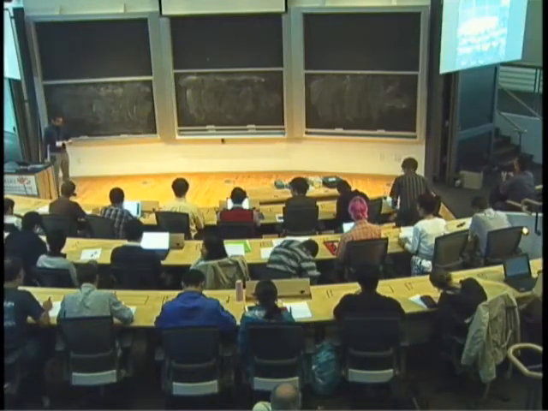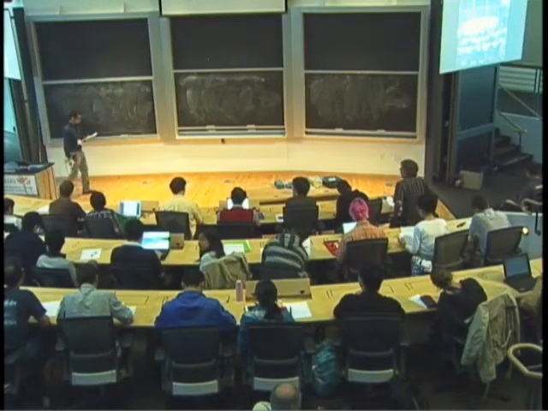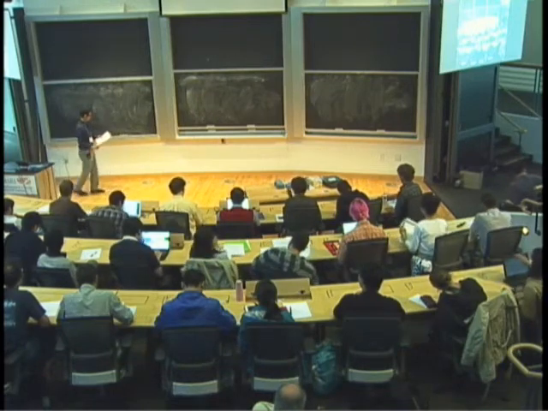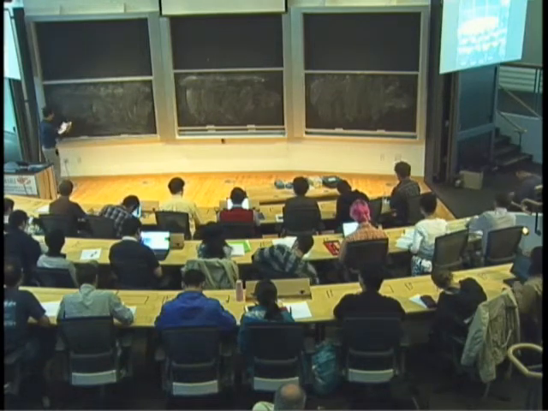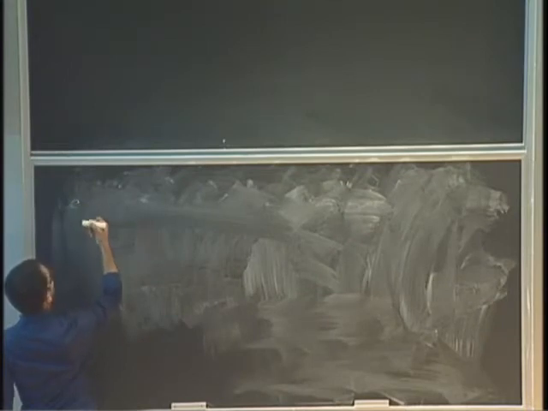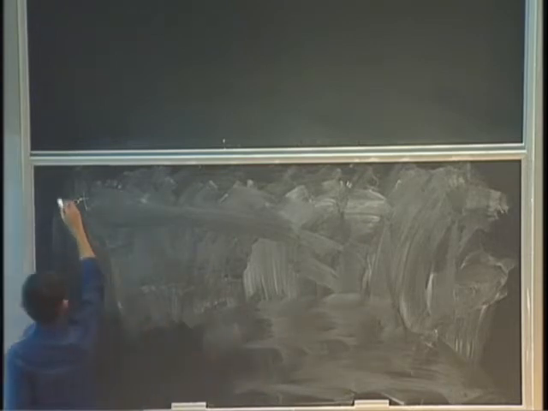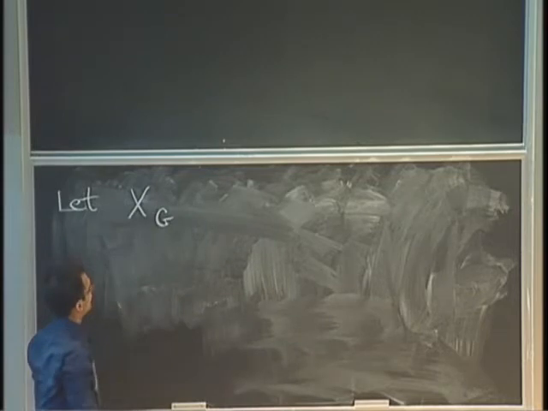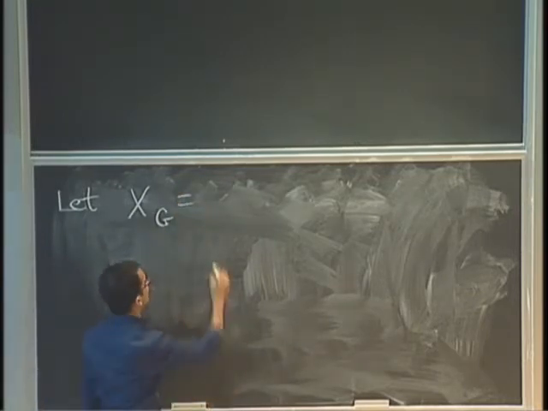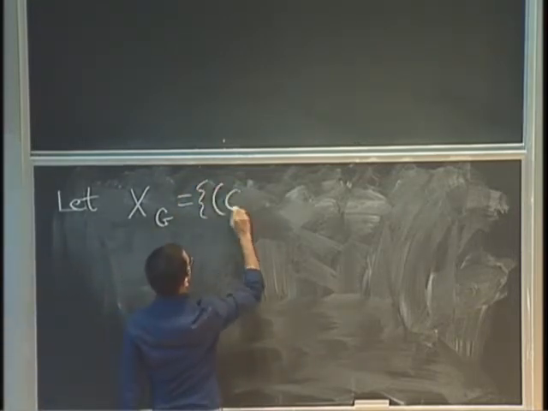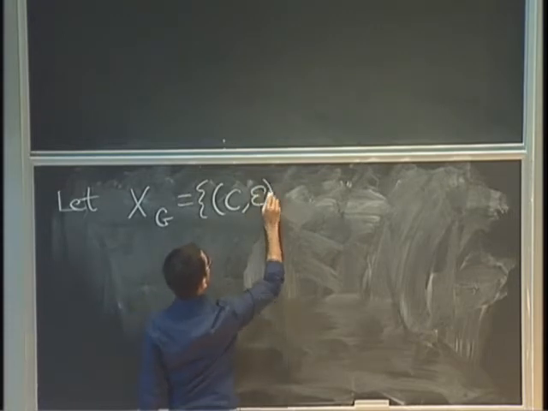So I guess I'll start with just reviewing a couple of things from the very end of my talk from yesterday. Oh, and I think I want to introduce a bit of notation. That's not really legible. Okay. So let X_G be the set of pairs that was sort of omnipresent in my talk yesterday.